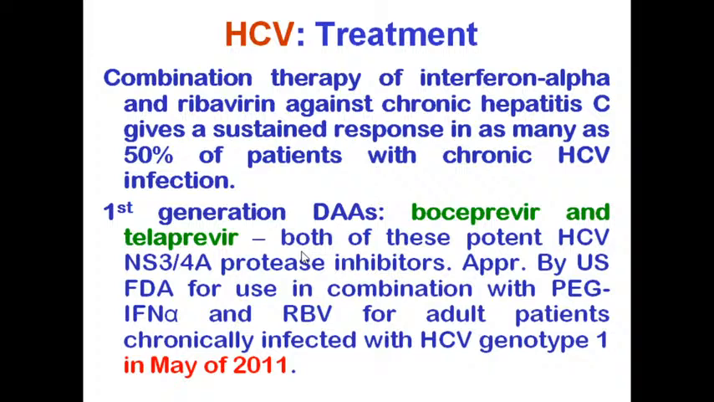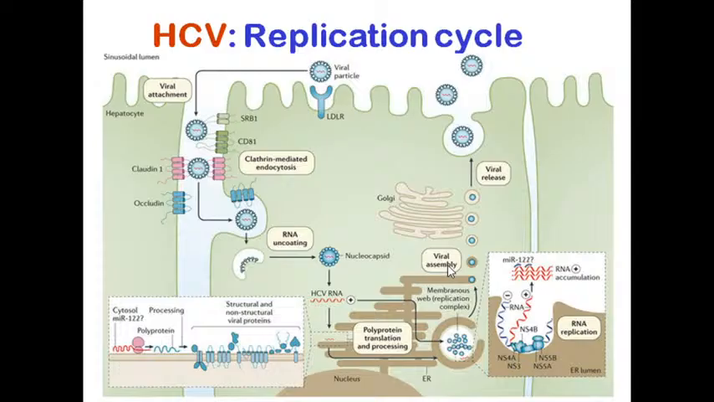But now we have a very good combination of interferon alpha and antiviral drugs, because before we had only ribavirin and interferon alpha, but it doesn't help so much. Now we have the first generation of antivirals like boceprevir and telaprevir. These are both potent protease inhibitors. Do you remember? NS3/4A protease inhibitors.